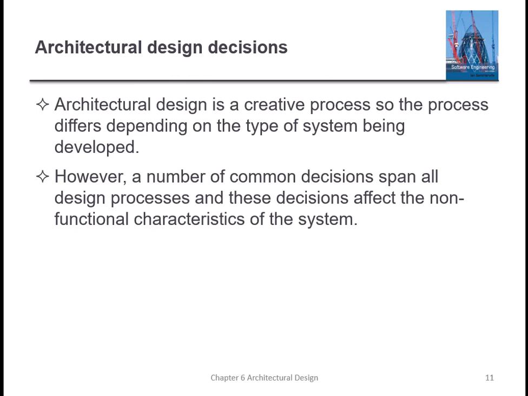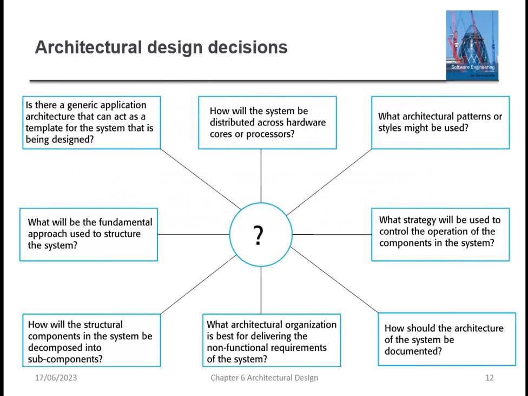However, a number of common decisions span all the design processes, and these decisions affect the non-functional characteristics of the system. So some questions arise while architecture design decisions are taken. One question is: is there a generic application architecture that can act as a template for the system that is being designed? What will be the fundamental approach used to structure the system? How will the structured components in the system be decomposed into subsystems? So these are important to know.